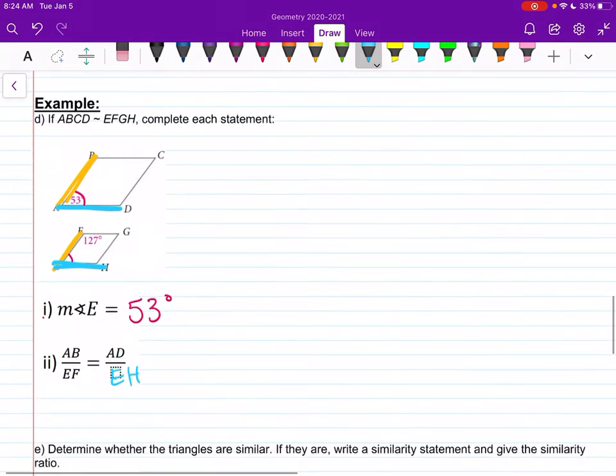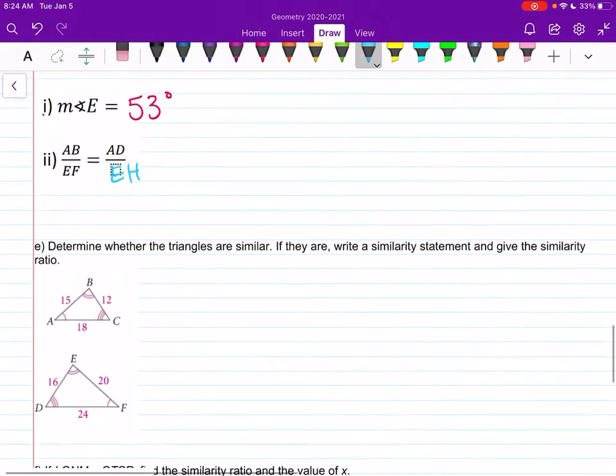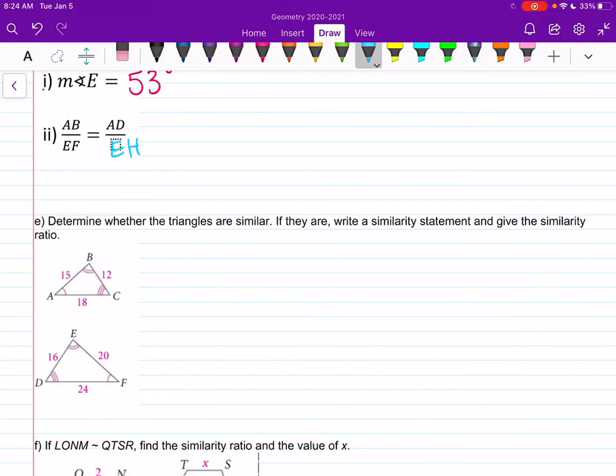Okay, use those colors. All right, next, determine whether the triangles are similar. If they are, write a similarity statement and give the similarity ratio. Okay, so I'm going to go through and I'm going to highlight my corresponding sides. So the side between one arc and two arc angles would be 15 to 20. So 15 here and 20 here. So that's my yellow one. Okay, and I'm going to go ahead and simplify that fraction. So if I get 15 over 20 reduced by a factor of 5, I get 3/4.